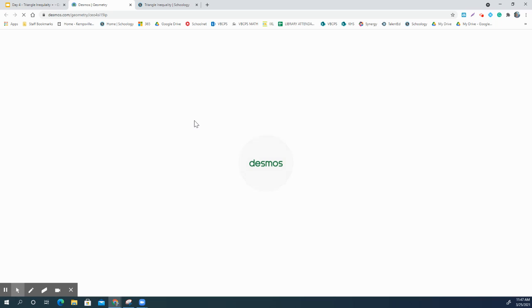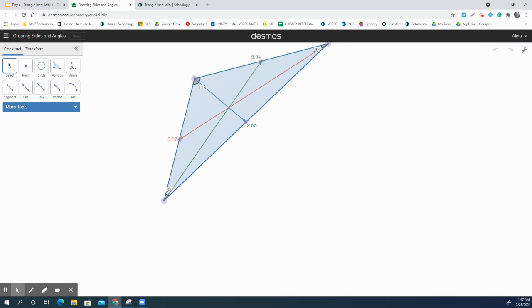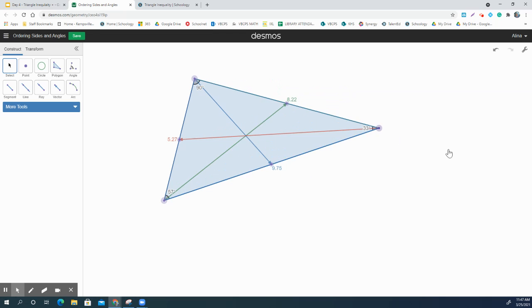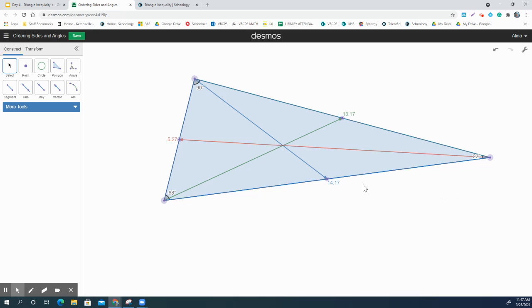Drag the angles in and out a little bit and just prove to yourself that the small side is always opposite the small angle, the medium side is always opposite the medium angle, and the large side is always opposite the large angle. So if I take this triangle and I make it super, super long, this 90-degree angle is always going to be opposite that biggest side because it's the biggest angle, right? Blue to blue. The medium is always going to be across from the medium, and the small is always going to be across from the small.